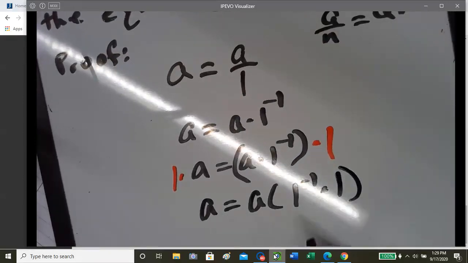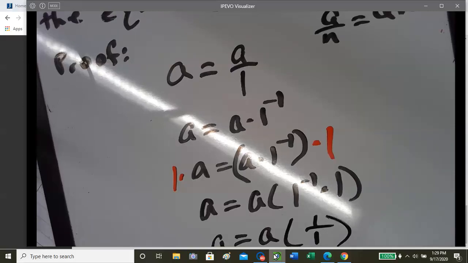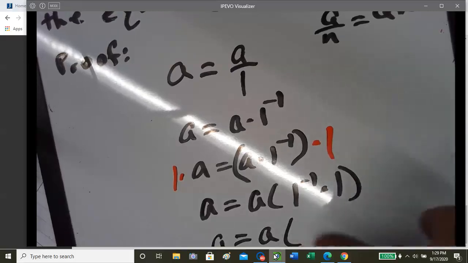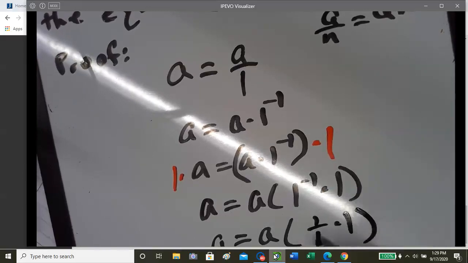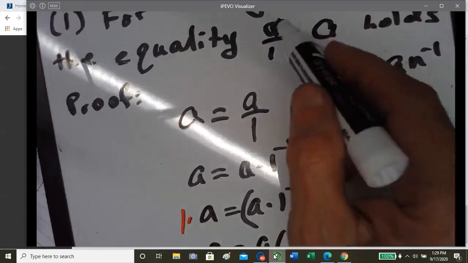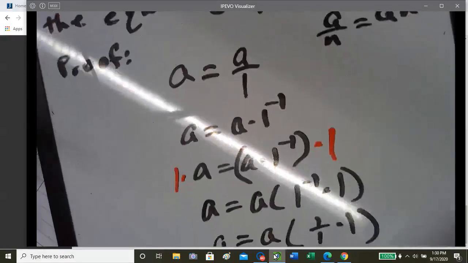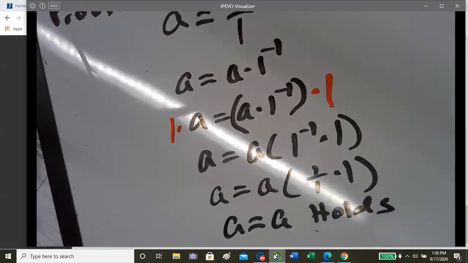Okay, so that's the same thing as if we said a times 1 over 1. Or another way to write this is the reciprocal of 1 times 1. So this all becomes 1. And we get a equals a. And so a over 1 equals a holds. We've proven that.